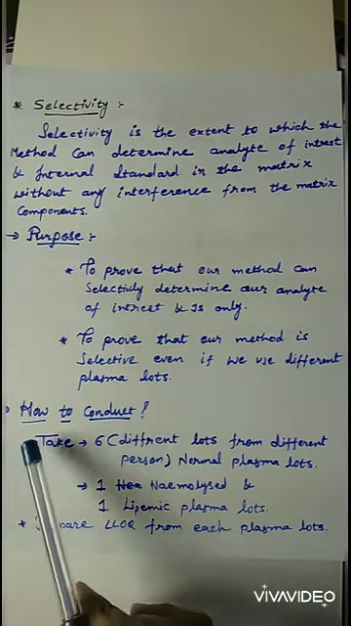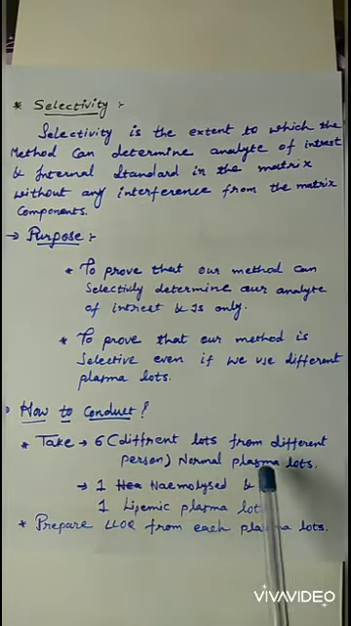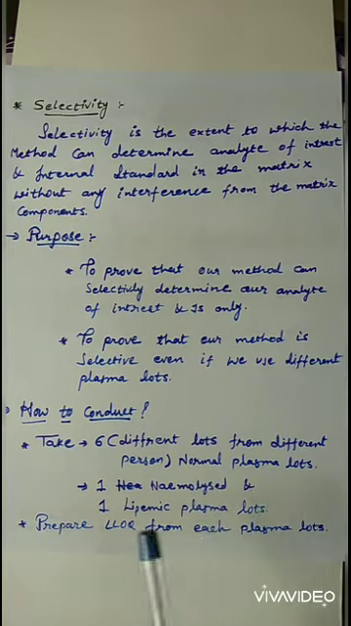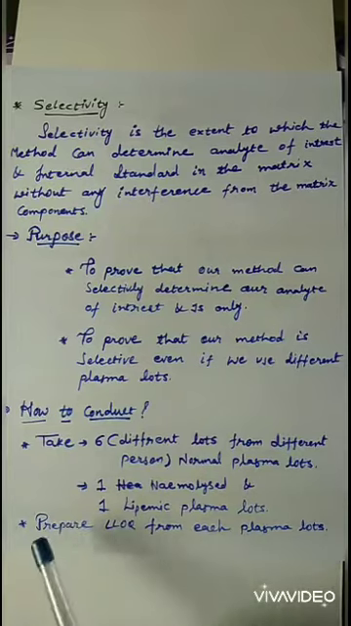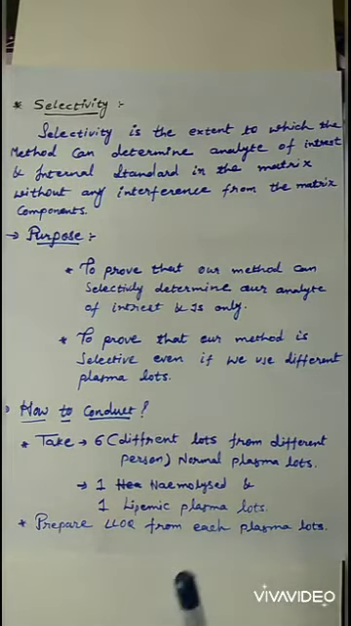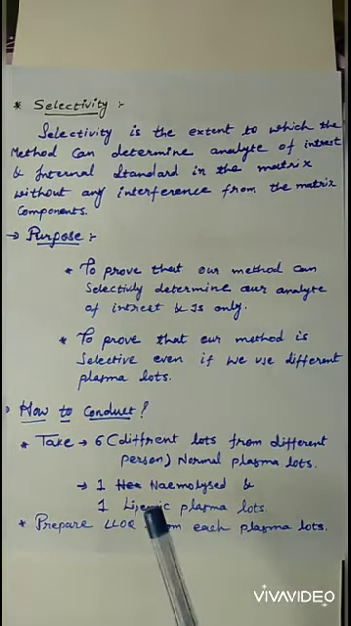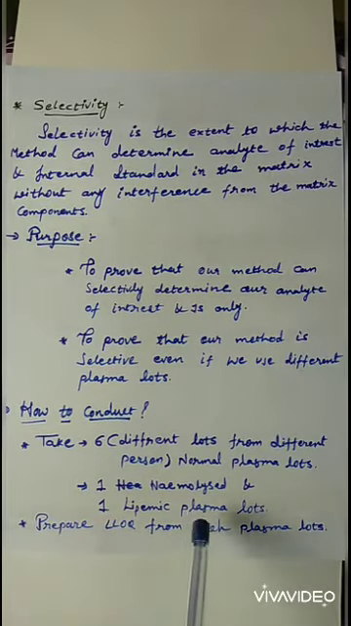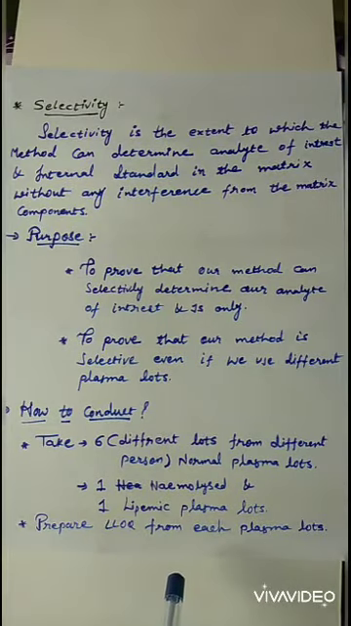Now, I will explain how to conduct the selectivity experiment. Take 6 different lots from different persons. We call them normal plasma lots, plus one hemolyzed and one lipemic plasma lot, and prepare LLOQ from each plasma lot. Why do we take hemolyzed and lipemic plasma lots? As we know, during a study we have some hemolyzed samples and some lipemic ones. That's why we take hemolyzed and lipemic plasma lots, to prove selectivity also.